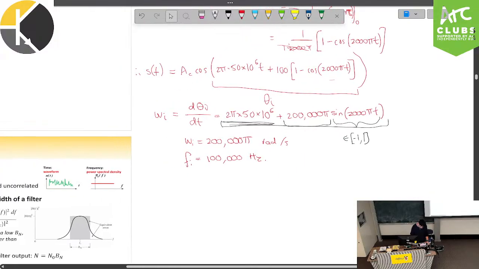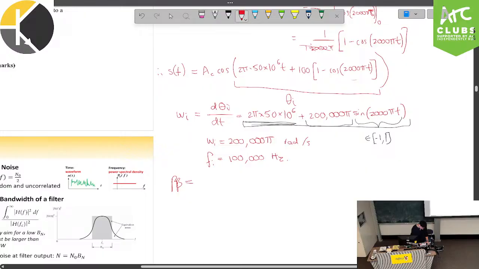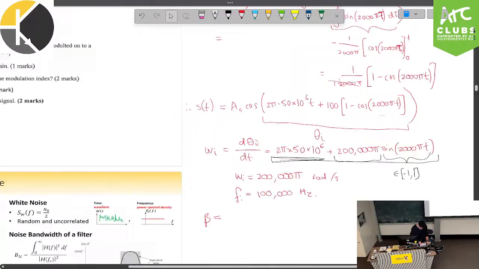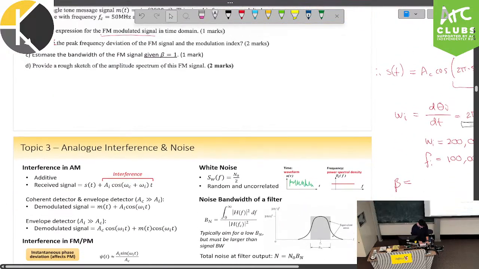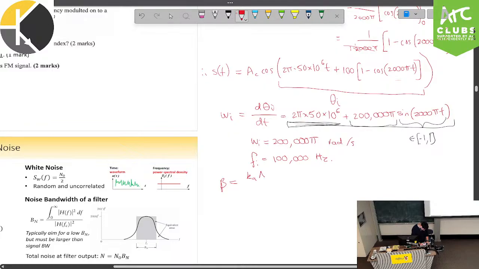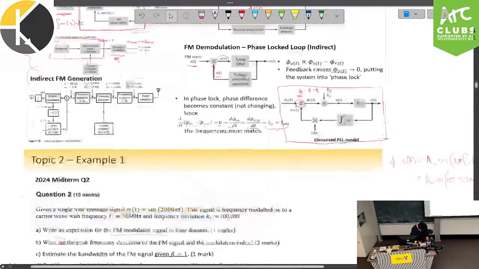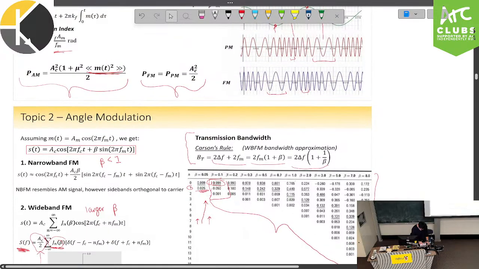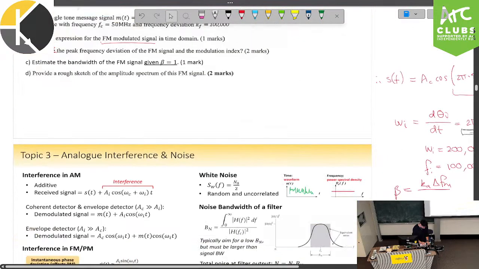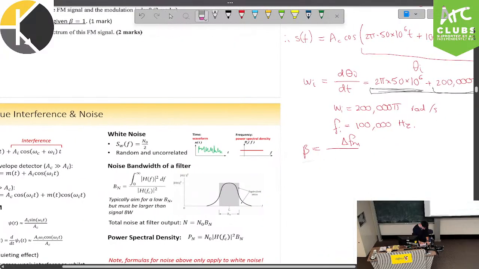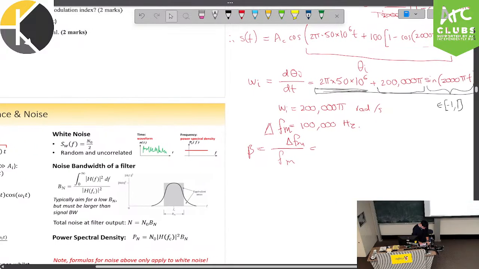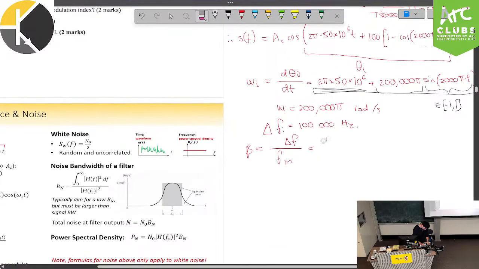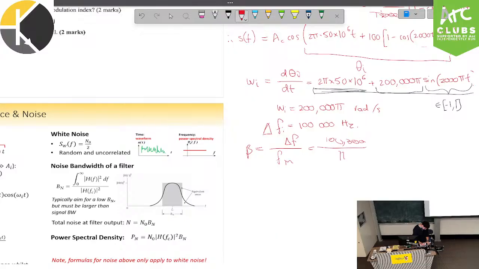Next, to ask for the modulation index. We might recall the modulation index is given by the formula up here, kf Am on fm. Or we can simply do, why don't we do this one, since we calculated the deviation. So this is our peak frequency deviation. So we can write that as 100,000 on 1K, which will give us a beta value of 1,000, which is very large.